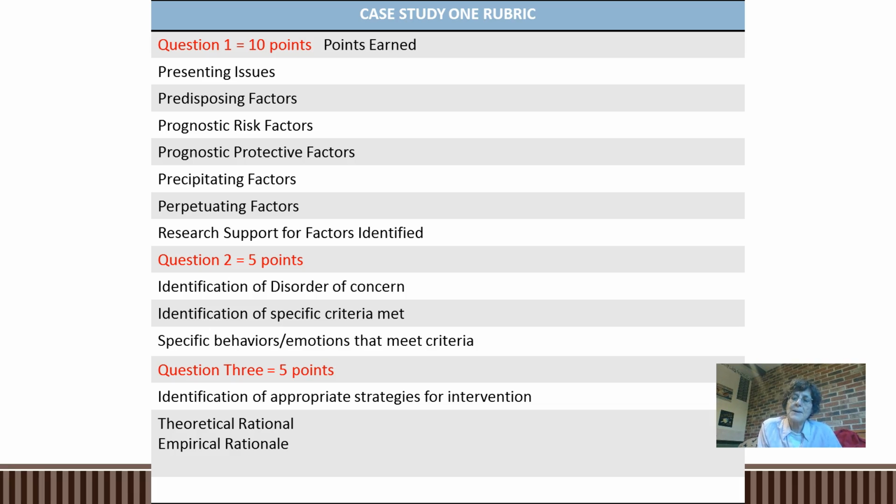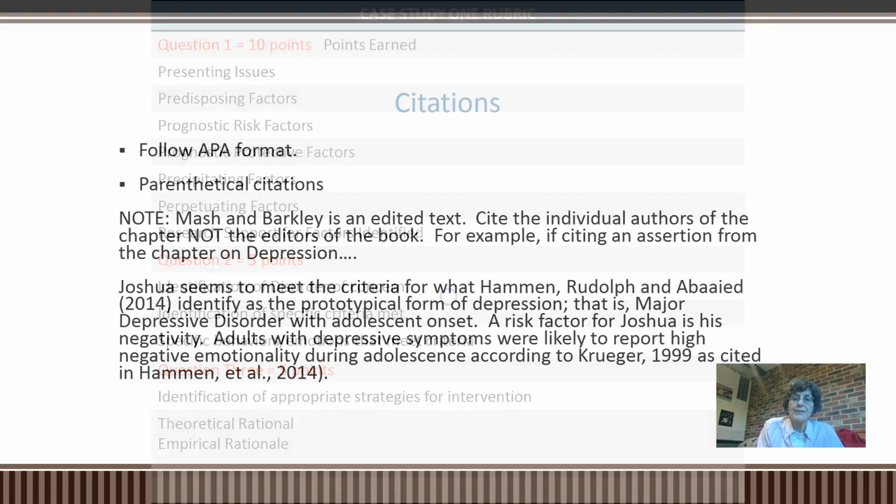strategy that you think has best potential for being effective in this case, with a theoretical and or empirical rationale. The research or a specific theory suggests that this is a very good match for this presenting problem, for this child, and for you as a clinician. And that section is worth 5 points.